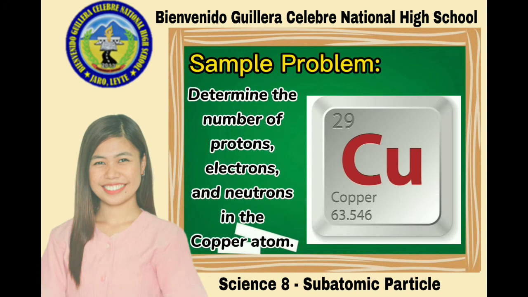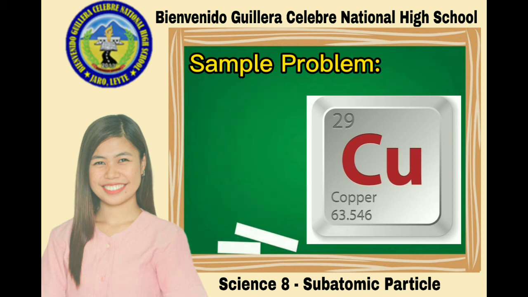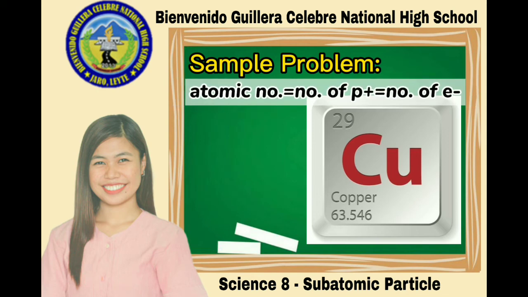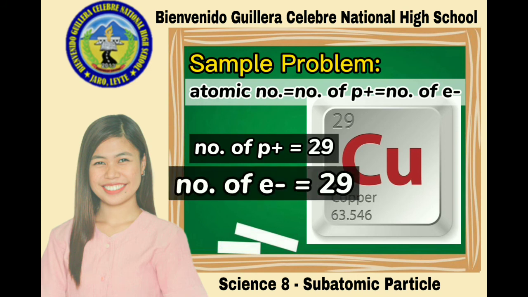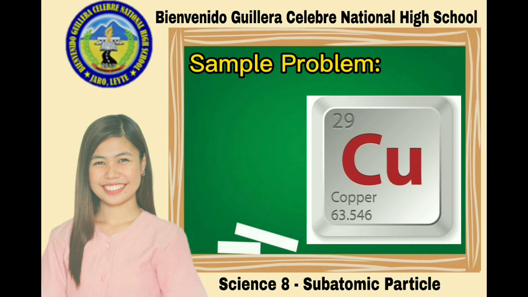Determine the number of protons, electrons, and neutrons in the copper atom. For this example, you may pause the video to solve. Let's check your work. What is the atomic number of copper? Correct, 29. Therefore, how many protons are in the copper atom? It is 29 also. Correct. How about the number of electrons? It is also 29. You're doing great.